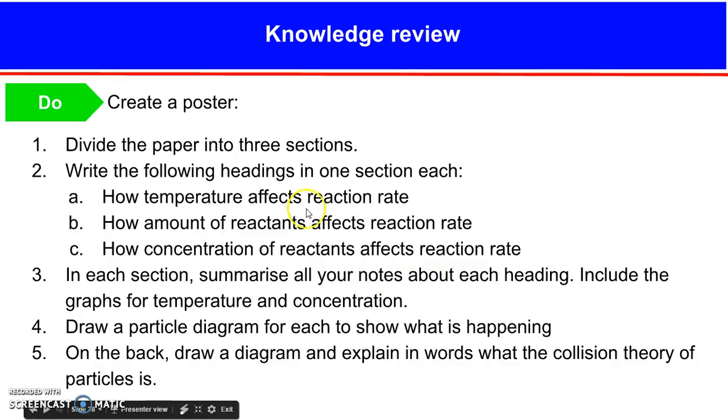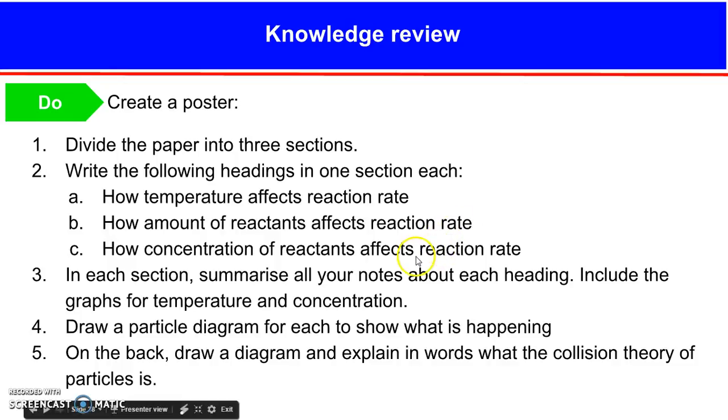Then you'll do the same thing for the amount of reactants. So you'll find your notes on that section. You'll find the experiment that you did where you changed the amount of hydrochloric acid that you were putting in with the magnesium, and you kept the temperature the same because you'd already learnt that that was something that you had to control. So find that part of your notes and that experiment, and then include all that information, including the graph from your experiment, into that section of your poster.